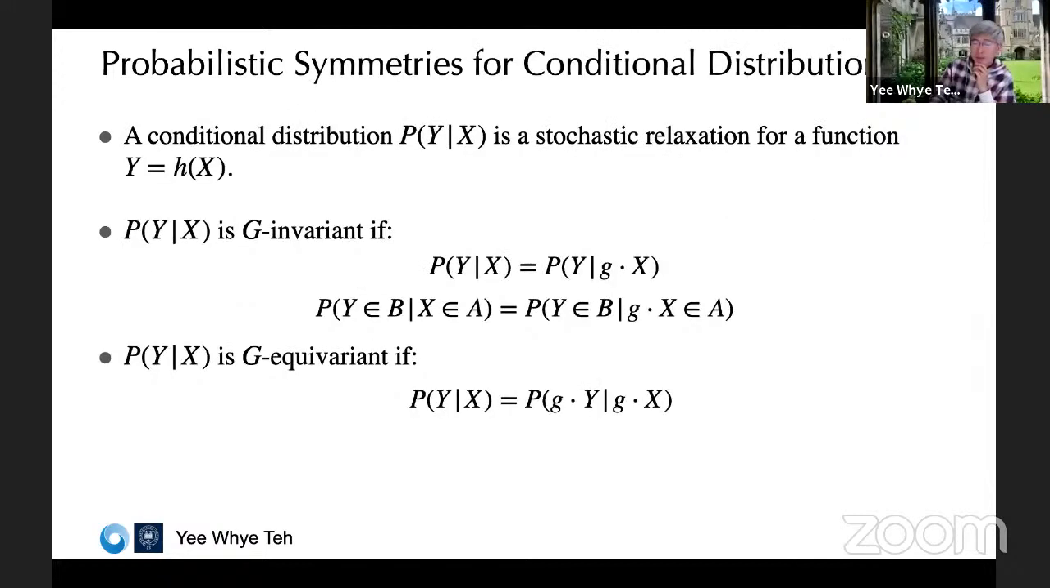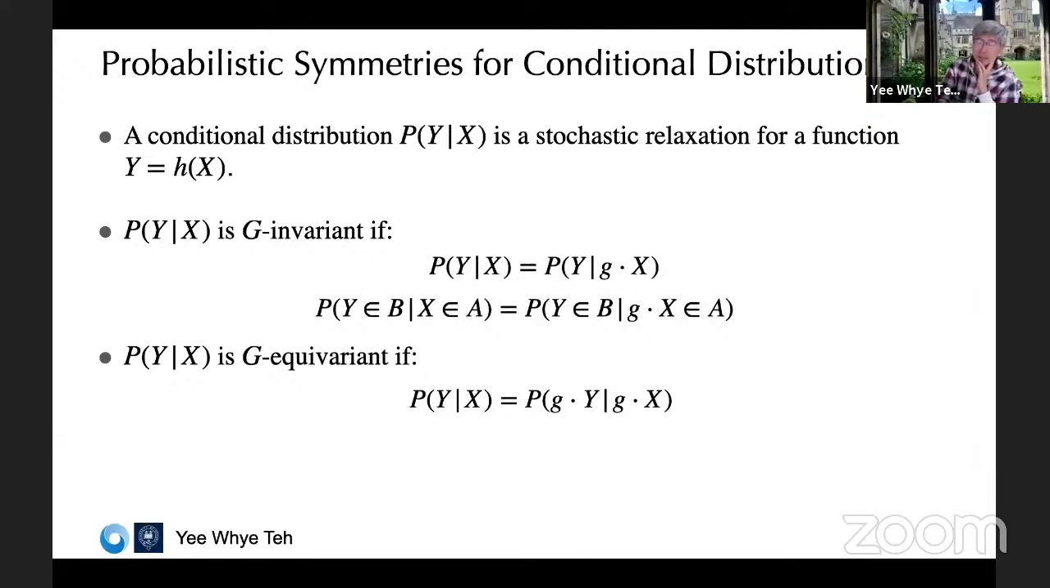And we can extend this notion of permutation invariance to permutation equivariance, and also in general, invariance and equivariance with respect to some group G. Okay, and to do that, we can describe the following. Suppose that we have some conditional distribution of some random variable Y given X. And this conditional distribution we can think of as a stochastic relaxation of a deterministic function, which is y equals h of x.